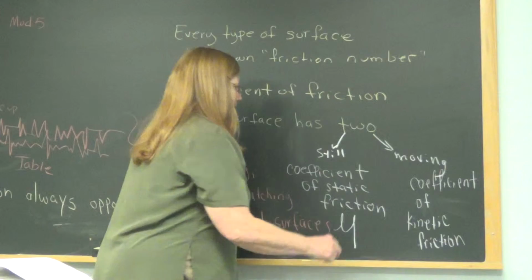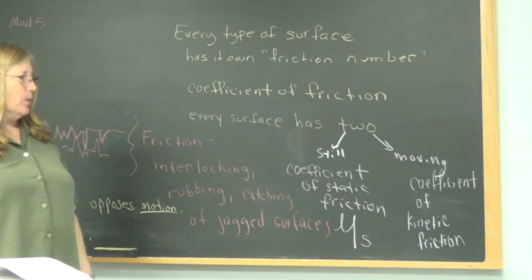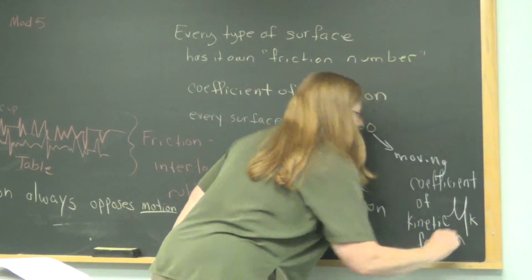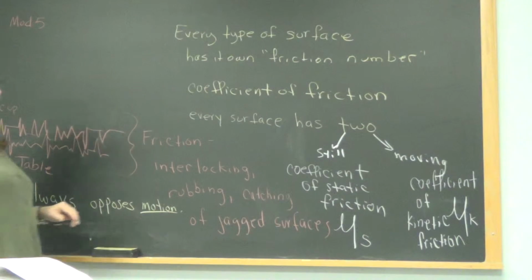So static friction is mu sub S. So guess what kinetic friction is? Mu sub K. Where's the M? It is an M. That looks like Y to me. Yeah, it looks sort of like a Y or a U. It's called mu. It's called mu in Greek.